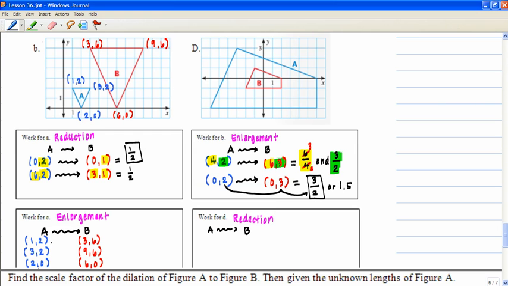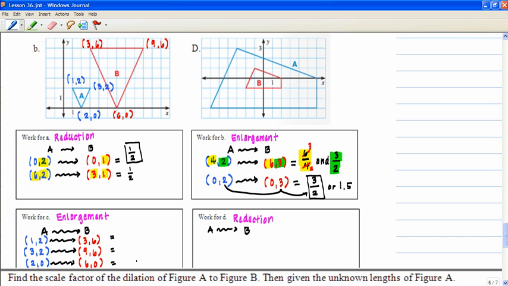Okay, so I'm labeling my corresponding points. In triangle A, (1, 2) corresponds to (3, 6) in triangle B. In triangle A, (3, 2) corresponds to the point (9, 6), and (2, 0) corresponds to the point (6, 0). Now, going from triangle A to triangle B is definitely an enlargement, which means I want a number that is bigger than 1 for my scale factor.